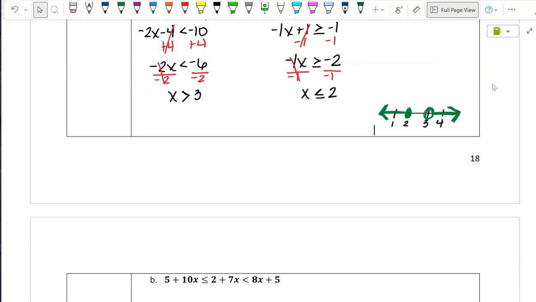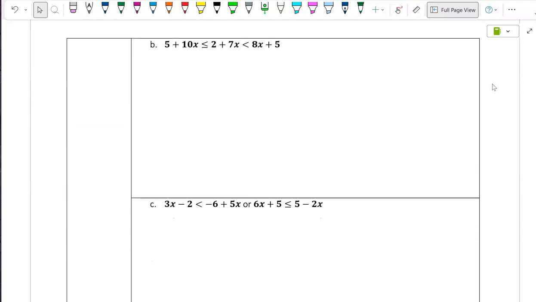All right, problem B. 5 plus 10x is less than or equal to 2 plus 7x is less than 8x plus 5. This is an AND problem that I have to separate out. So one problem is going to be 5 plus 10x is less than or equal to 2 plus 7x. And I have to take that middle part again. 2 plus 7x is less than 8x plus 5. So I have to separate that out.